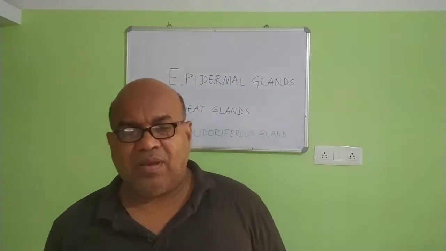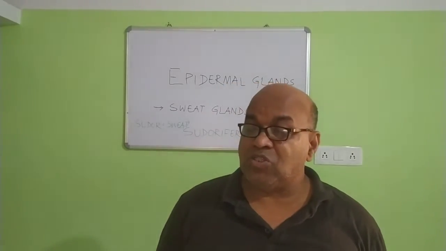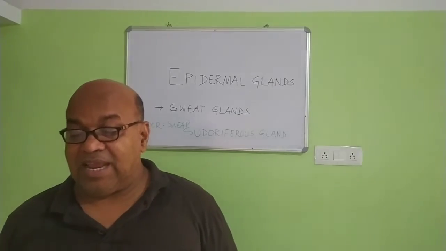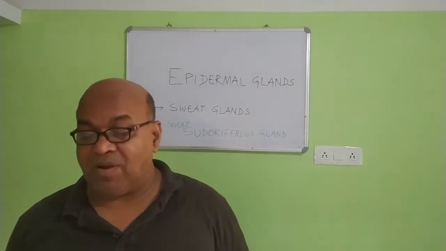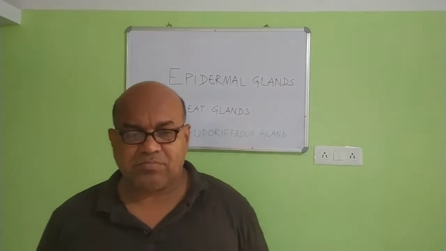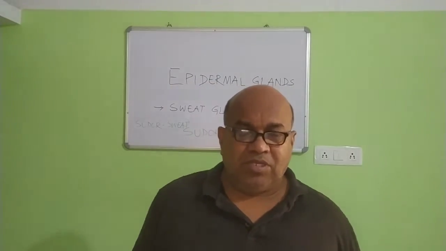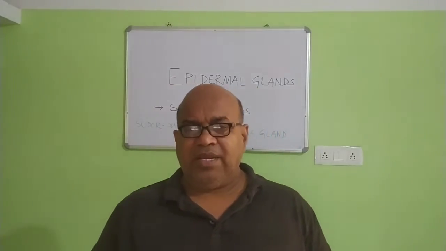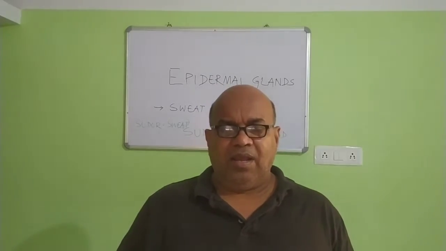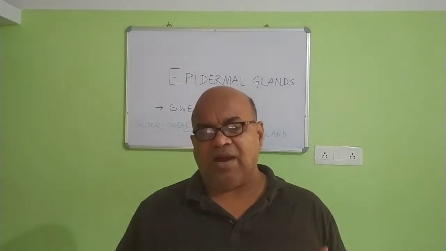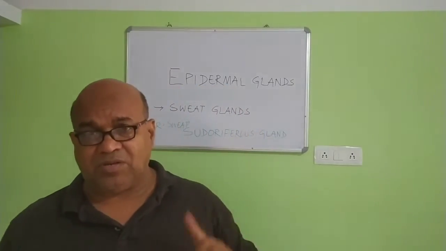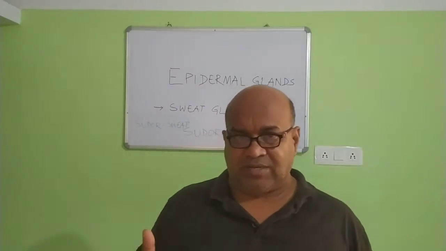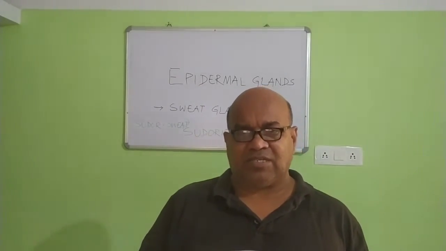Today I will explain to you about the sweat glands, sebaceous glands, and scent glands. Lastly, I will explain about the mammary glands. You see, the vertebrate organism is embedded by skin outwardly. Skin is otherwise known as the integument layer. It also forms one system that is called the integumentary system.